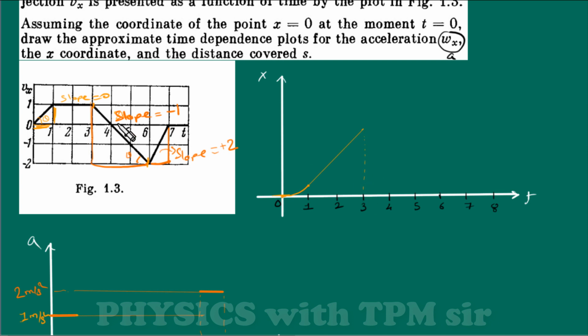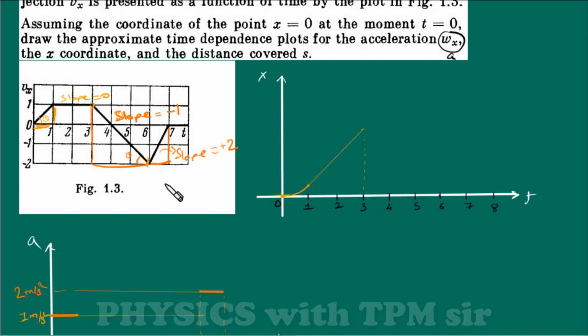Now after 3, you can see the slope has become negative. That is, acceleration has become negative. This part is parabolic, because acceleration is positive. This is a straight line. I will write in the end with another pen. Okay, fine. 3 to 6, we can see, for 3 second to 6 second.